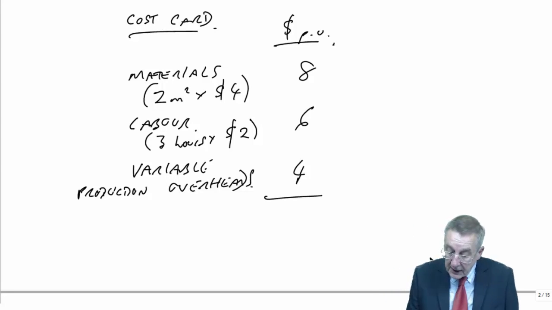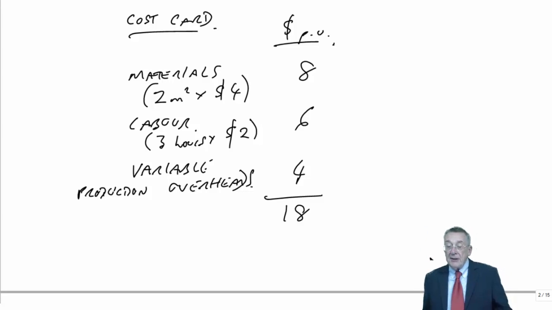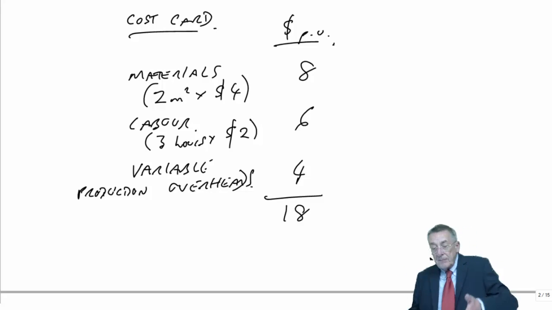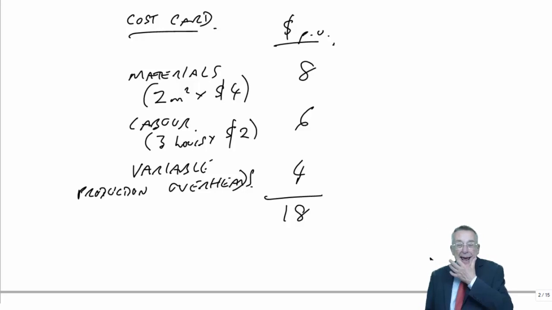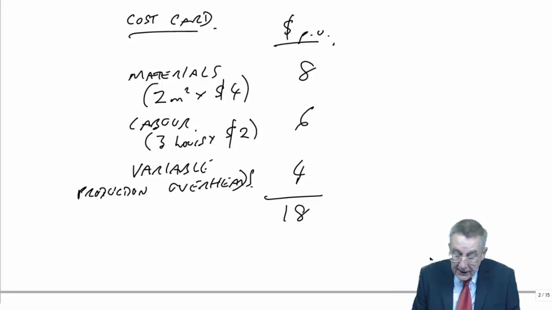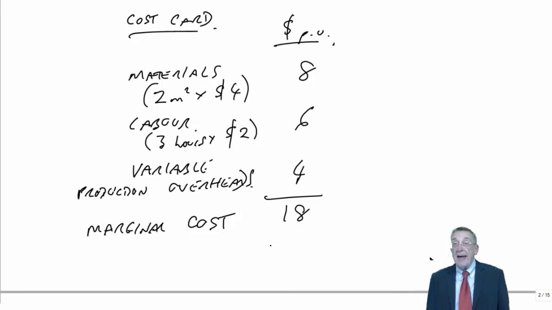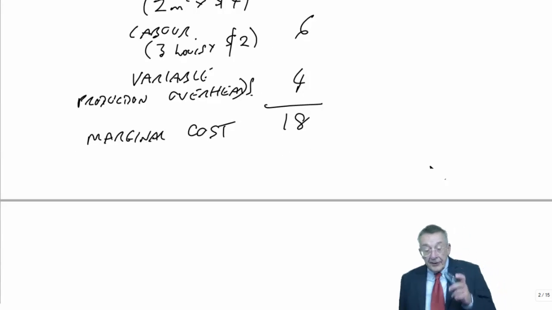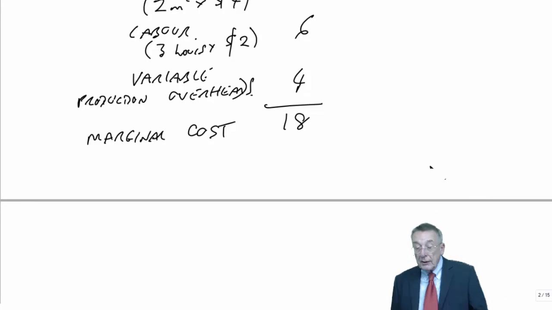So far we've got a unit cost of 18. And those costs are all variable in the sense that if 1 unit costs 18, 2 units will be 36. The more I produce, the more the total cost will be at 18 a unit. And that 18 is the marginal cost. Marginal means variable. And so under marginal costing, we would value our inventories at 18, the total variable cost.